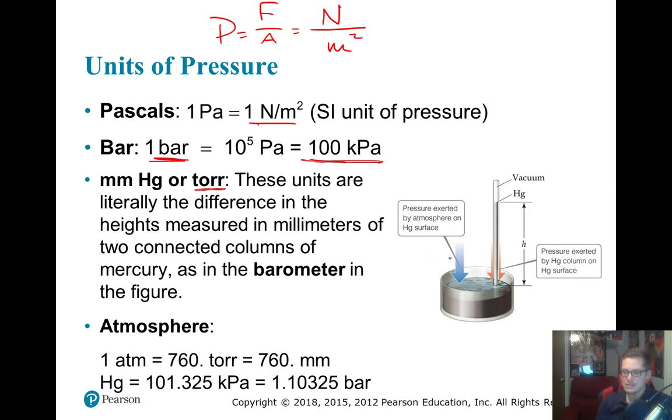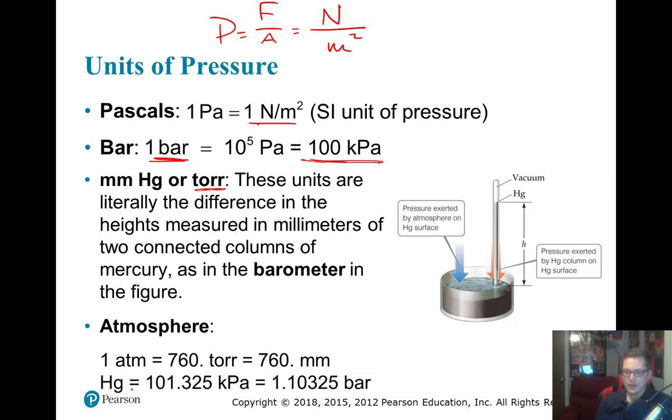So here's an example of an old school barometer using actual mercury. You have a basin of mercury down here, and the atmospheric pressure pushes down on it. Inside of the tube, you have an evacuated tube, meaning there's no air in there. The pressure of the air pushes the mercury back up inside of the tube. The pressure is then measured as the actual height of the mercury that it reaches, in millimeters of mercury. Millimeters of mercury and torr are exactly equal to each other.